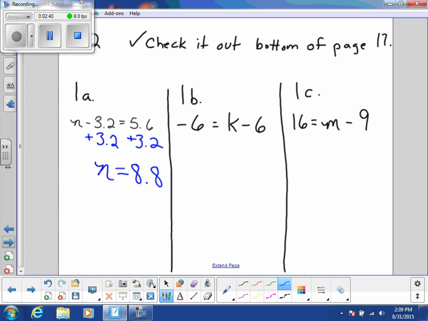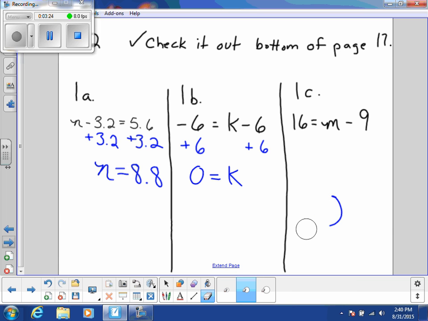Equation 1b, the variable is on the right side of the equals instead of the left. So ignore this part for the time being. Ignore this negative 6. And concentrate on what's going on over here with the variable. Another minus 6. So I'm going to add 6 to both sides. Negative 6 plus positive 6 is 0 over here, equals k. It's 0 over here too. K plus 0 is just k. So the solution to this equation is k is equal to 0.